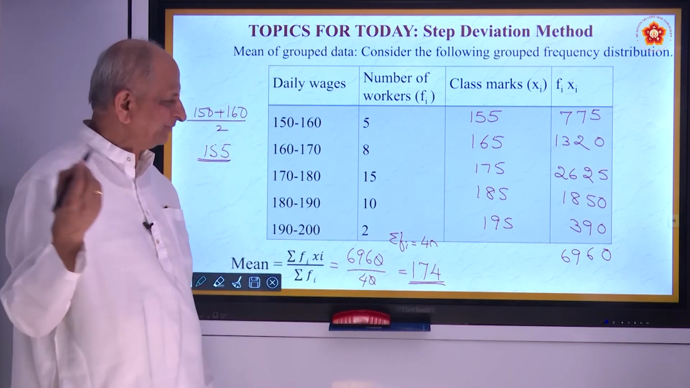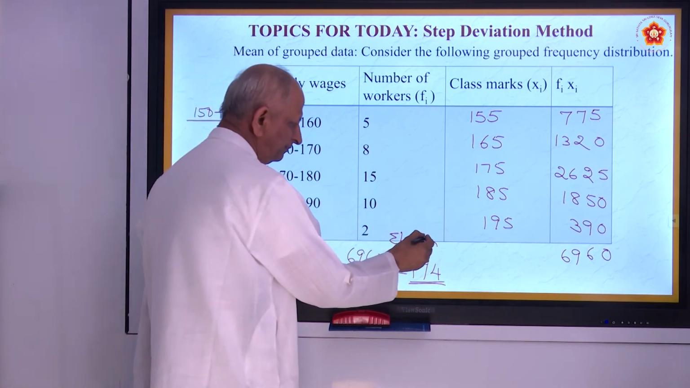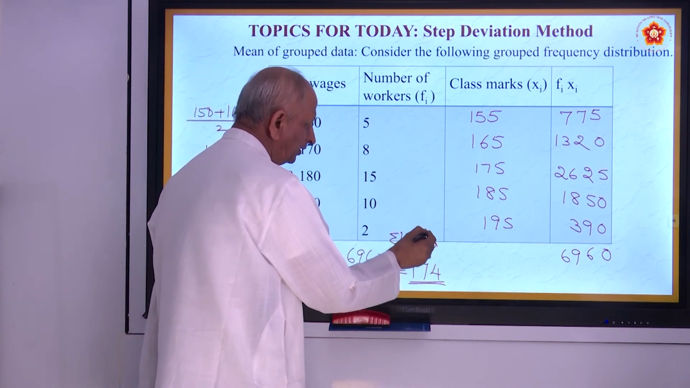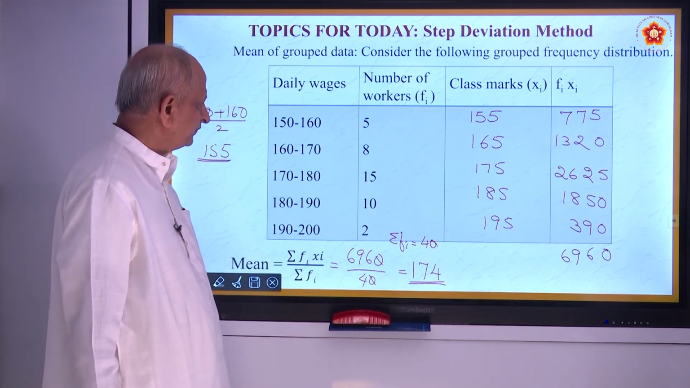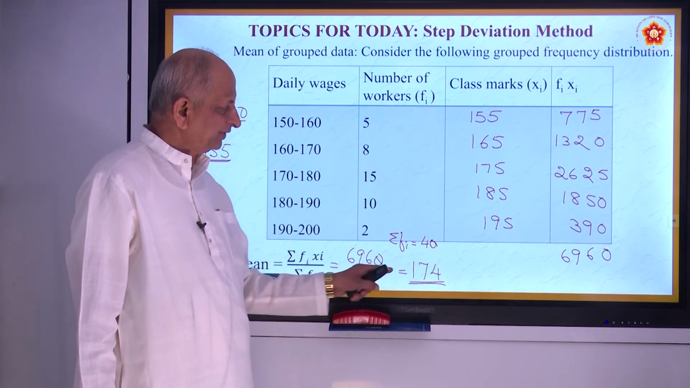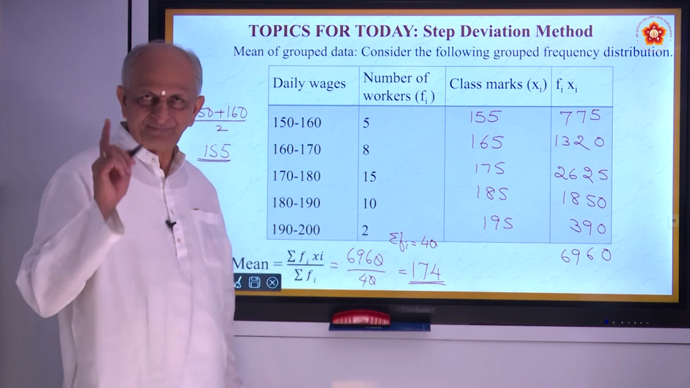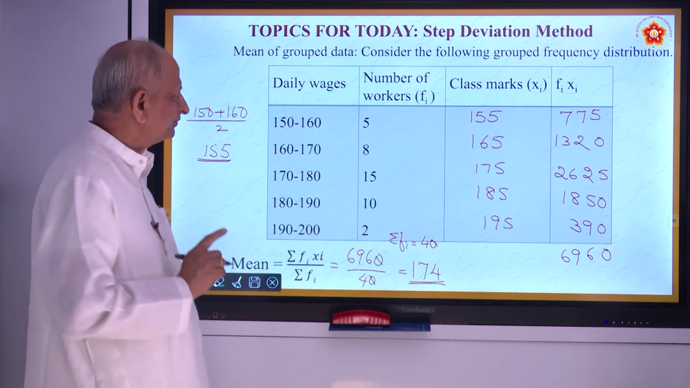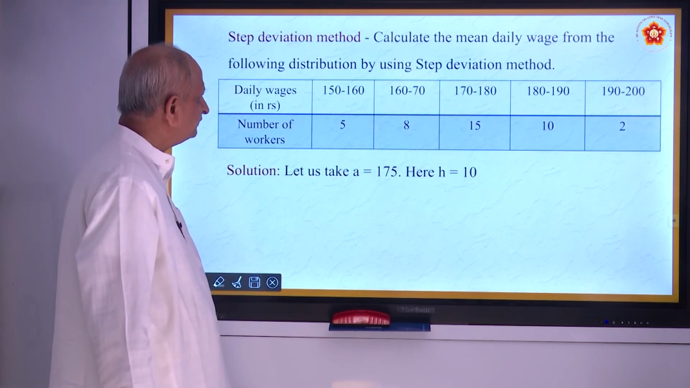You may do by assumed mean method, or you may do by direct method, or this is called the step deviation method. So all methods give the same answer. So there is a beautiful answer you get. Okay, is it all right? Okay, we shall pass on to the next problem.